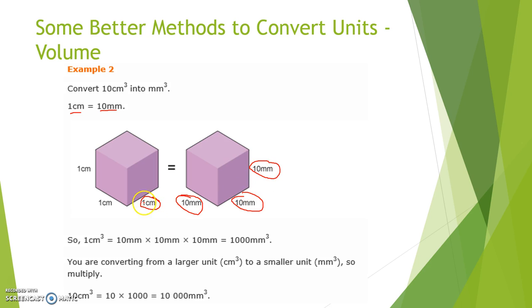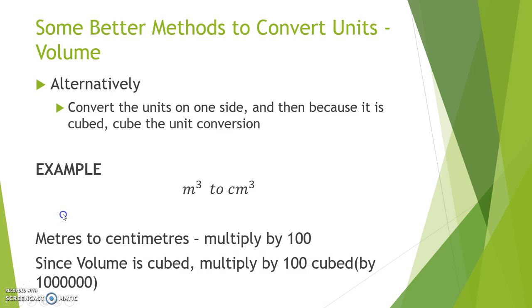So 1 cubic centimeter is 1 times 1 times 1. But it's also 10 millimeters times 10 millimeters times 10 millimeters. That's our basic volume knowledge. So it's 1,000 cubic millimeters. And because we're multiplying to make the magnitude bigger, 10 times 1,000 is 10,000 cubic millimeters. And there's the other way to do it. So changing from meters to centimeters, we multiply by 100, but because it's cubed, we multiply by 100 cubed, which is 1,000,000.